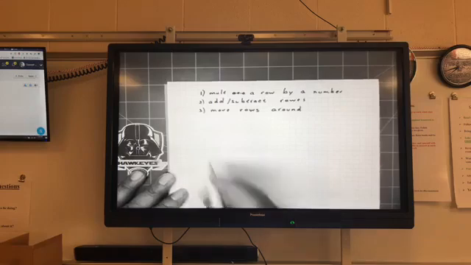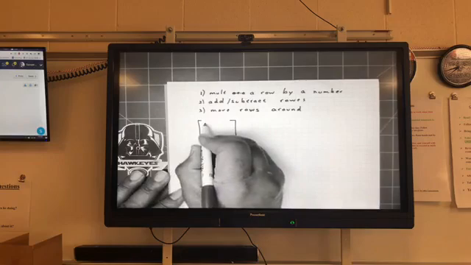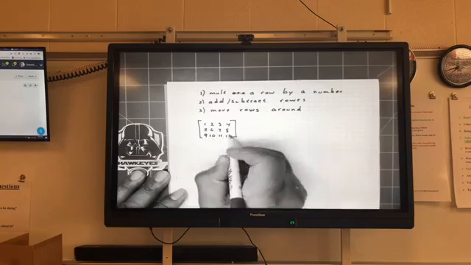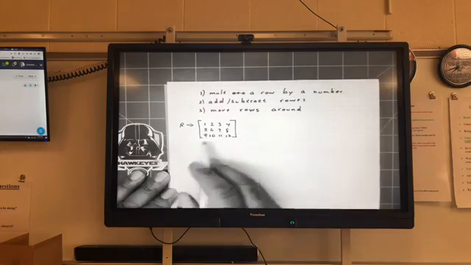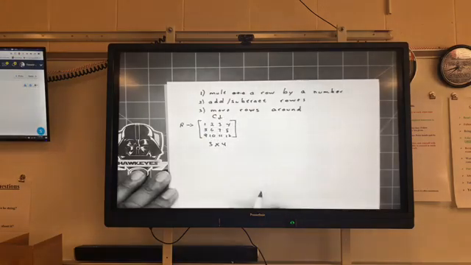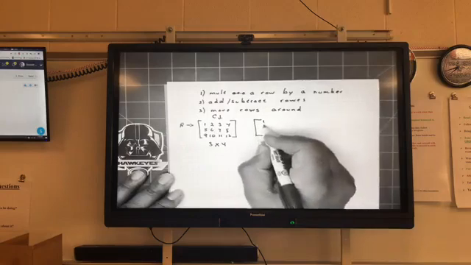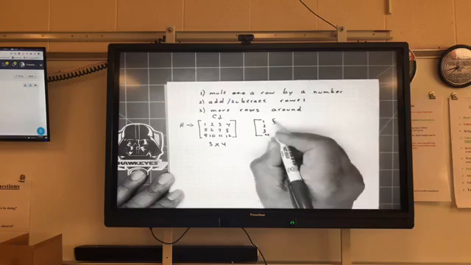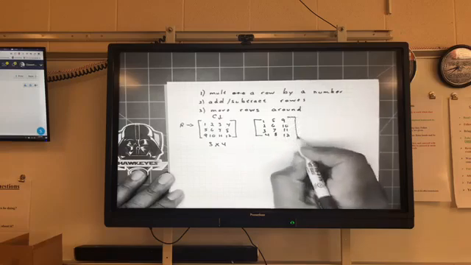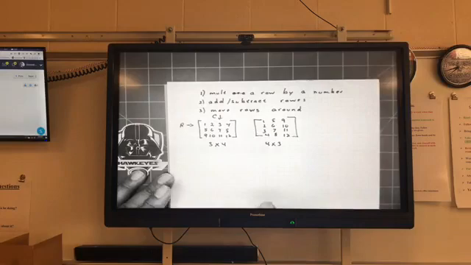Okay. Now, when we talk about a matrix, we always list the number of rows and then the number of columns. So if I have 1, 2, 3, 4, 5, 6, 7, 8, 9, 10, 11, 12, my rows go this way. In this case, I have 3 rows. My columns go this way. So this becomes a 3 by 4 matrix. If I had this, this becomes a 4 by 3 matrix: 4 rows, 3 columns.